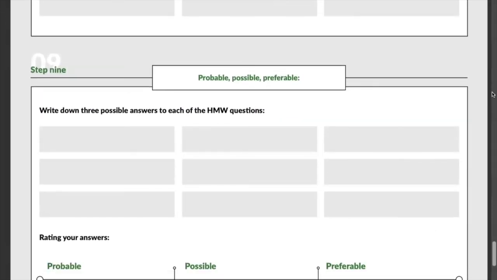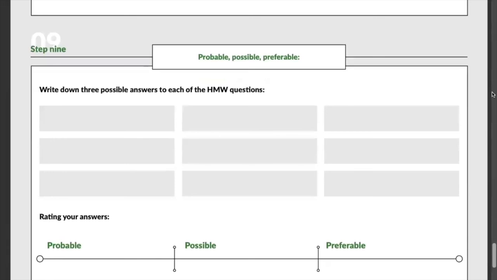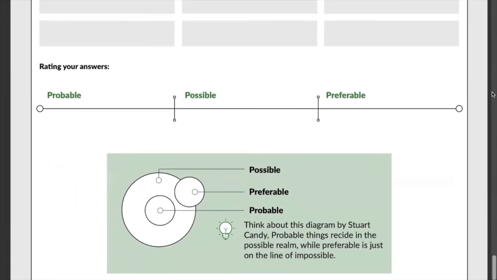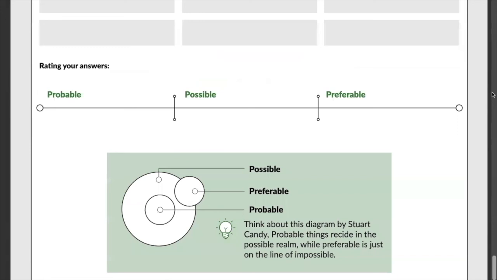In step 9, we'll be thinking about probable, possible, and preferable. You should write down the 3 possible answers to each of your how might we questions you created above. And then we'll be rating them in how probable, how possible, and how preferable they are. Think about this diagram by Stuart Candy, where probable things reside in the possible realm, while preferable is just on the line of impossible.